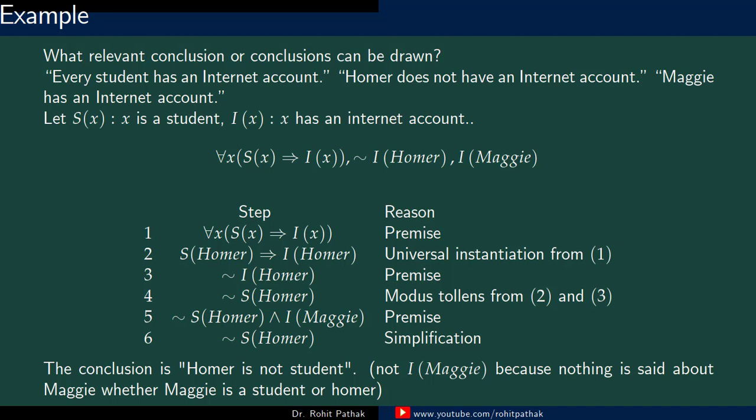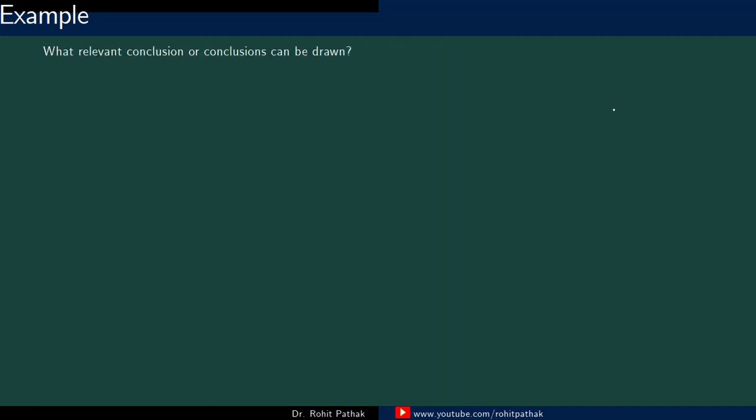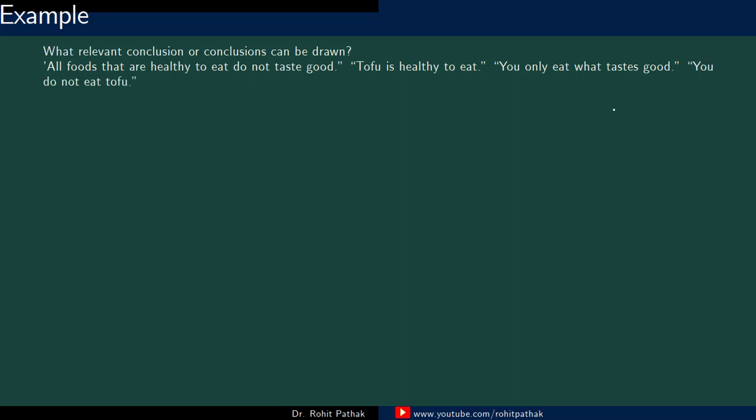Then the next example is: what relevant conclusion can be drawn? All foods that are healthy to eat do not taste good. Tofu is healthy to eat. You only eat what you taste good. You do not eat tofu. Cheeseburgers are not healthy to eat.